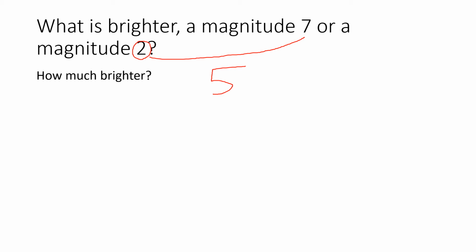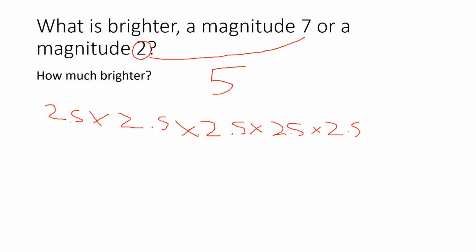So we could do 2.5 times 2.5 times 2.5 times 2.5 times 2.5. Right? We've got 1, 2, 3, 4, 5. And if we do that, we end up with 98.